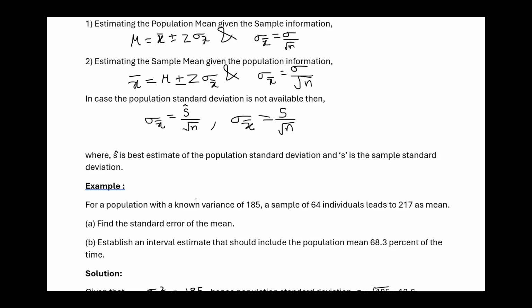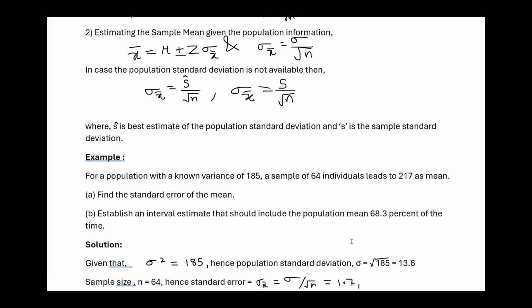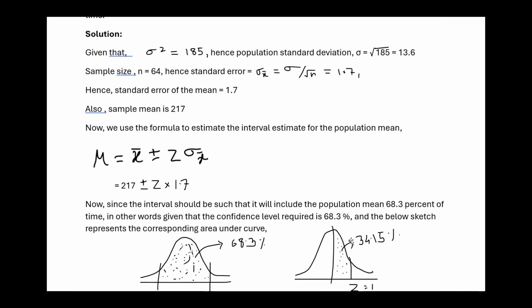So the first one, mu equal to x bar plus or minus z times sigma x bar. X bar is already given as 217. So how to solve this? First, they have given us the population variance. So the square root of that will be our standard deviation. So the population standard deviation will be 13.6.